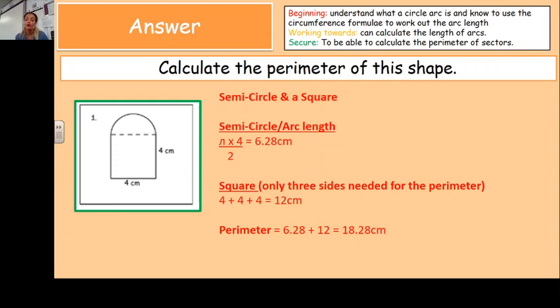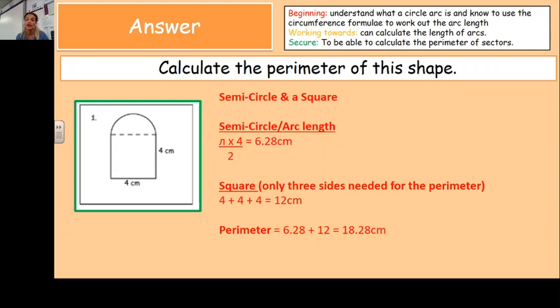So we know to work out the arc length of a semicircle, it's pi times the diameter. Now the diameter would be 4, and it's a semicircle, so you divide your answer by 2. So it's pi times 4 divided by 2, and that gets you that arc length, that curved section, of 6.28 centimetres. Now, the square, we're only needing 3 of those sides for the perimeter, because that 4th side is not part of the perimeter.